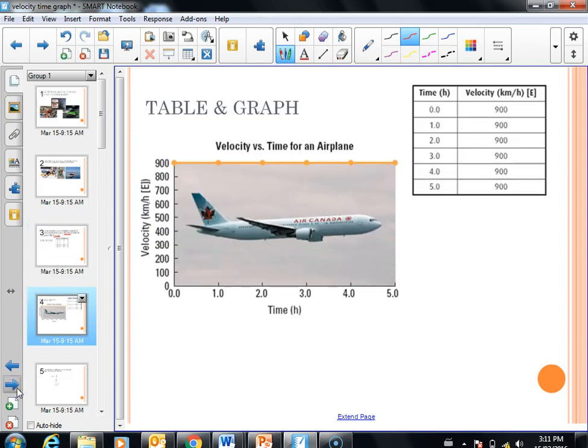So here's our data table again with the time and the velocity and our graph. We can see that Air Canada is going east, our direction is here, for 5 hours. Maybe we're off to Montreal here. But the velocity stays the same after every hour. So for 5 hours it is going exactly the same speed. So it's a horizontal line at the top of our graph. This is constant velocity. It is not accelerating.